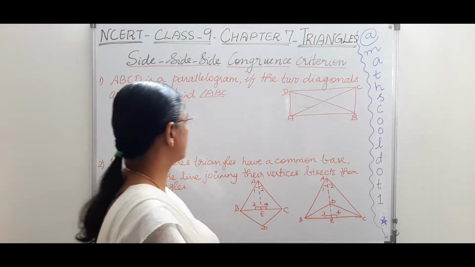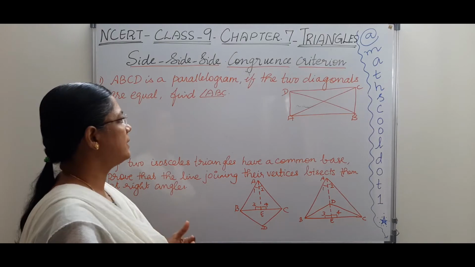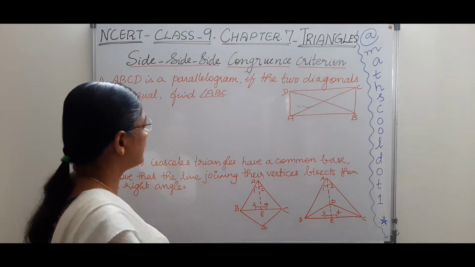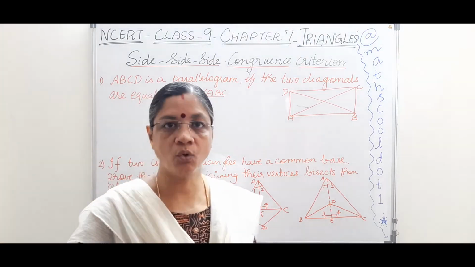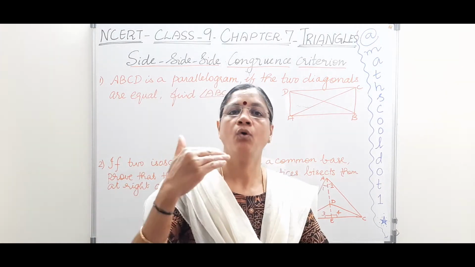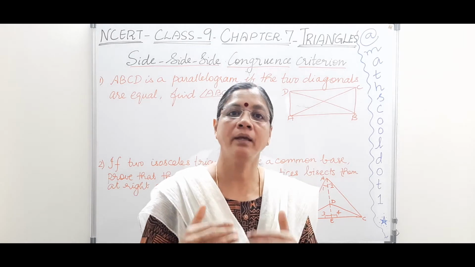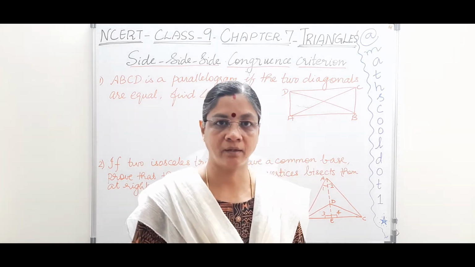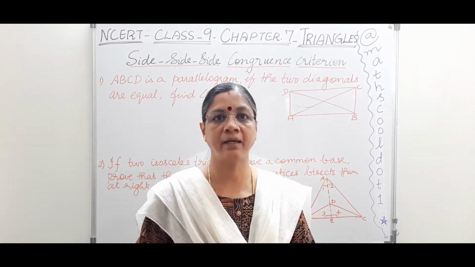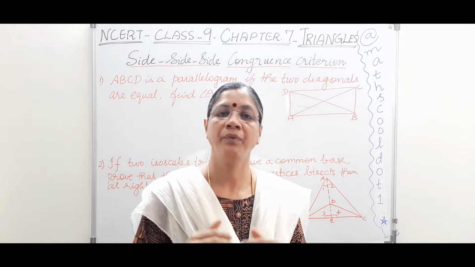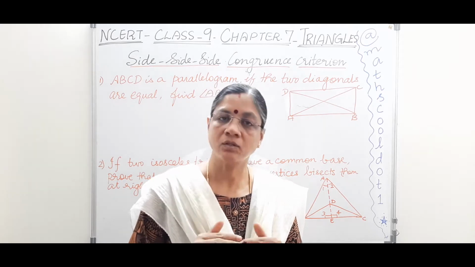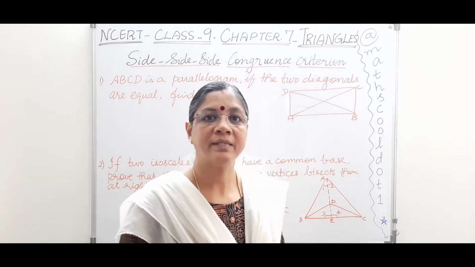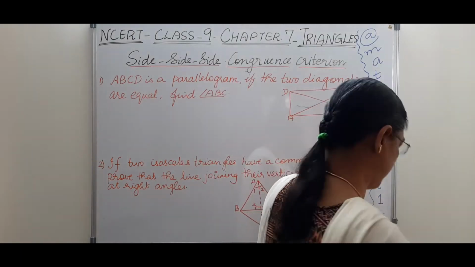The first problem says ABCD is a parallelogram. If the two diagonals are equal, find angle ABC. So we know that in a parallelogram, opposite sides are parallel and equal. You may take it as a rectangle, right? In a rectangle, opposite sides are equal and parallel too. A rectangle is also a parallelogram. A square is also a parallelogram. Now we'll start doing the problem.